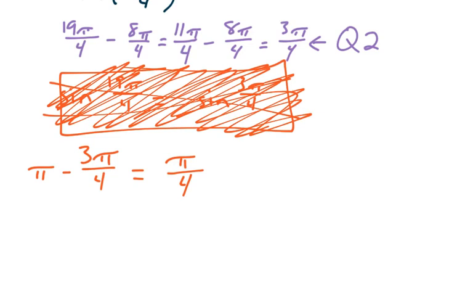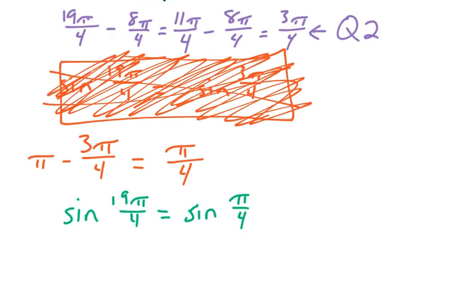We can say, and I'll do this in green, the sine of 19 pi over 4 is equal to, and again, we're still in quadrant 2, so it's still going to be positive, sine of pi over 4. Man, I was so excited that we got something between 0 and 2 pi that I forgot to find the actual reference angle, pi over 4. So sine of 19 pi over 4 is equal to the sine of pi over 4, which is also equal to the sine of 3 pi over 4. Let's try a couple more here.